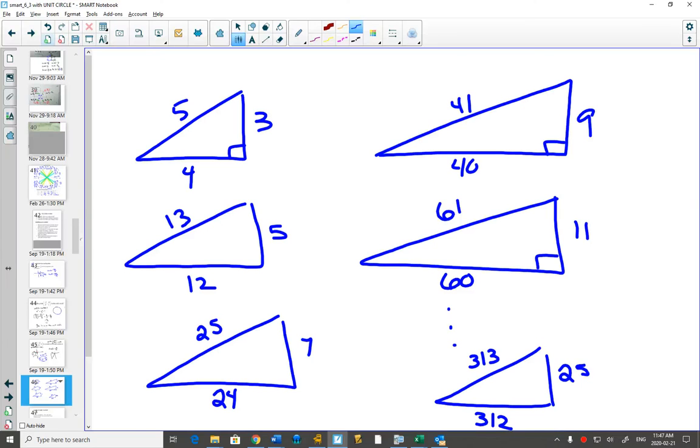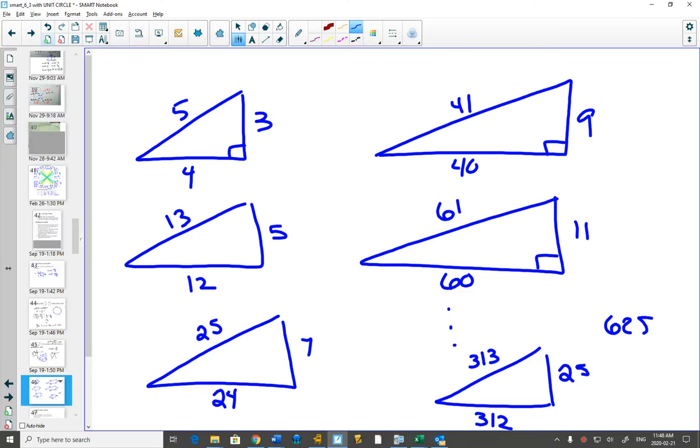7 squared is 49. 24 and 25 is 49. 9 squared is 81. 40 and 41 makes 81. So 25 squared is 625. You need two numbers. I mean, you divide this by 2, you get 312.5. So it's 312 and 313. And it works every single time.